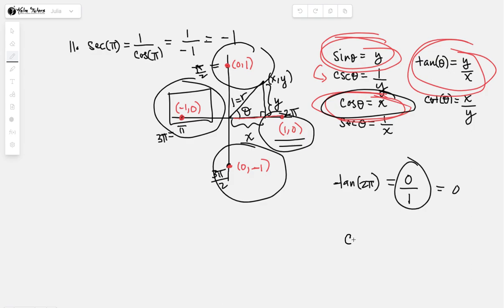Cotangent of 2 pi, on the other hand, is undefined, because cotangent would be x over y. So you come here to 2 pi, and cotangent is x over y, so that's 1 over 0. 1 over 0 is undefined, although I didn't see any questions like that. Make sense? Unless you have questions, I'm done.